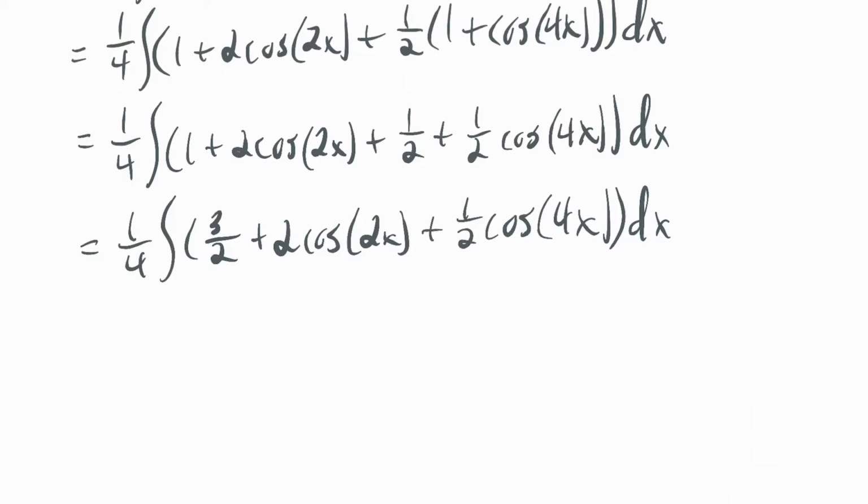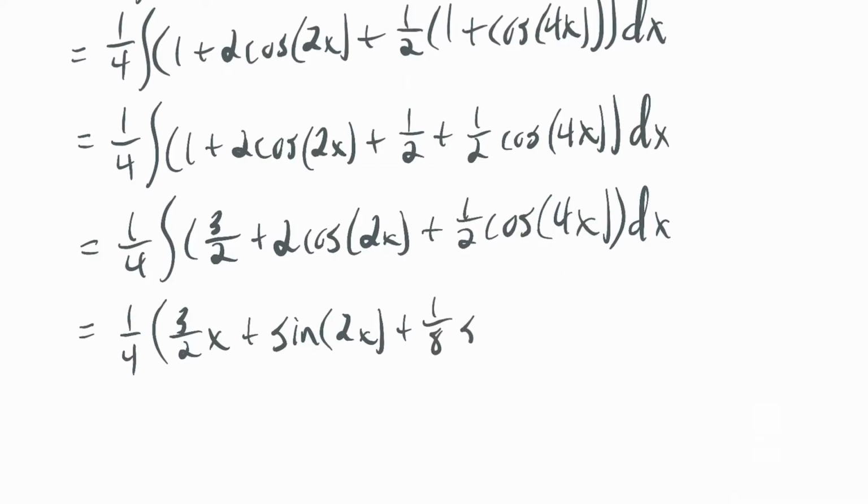All right, so now everything is broken down into the easiest possible antiderivatives. I'm just using the antiderivative of a composite function where the inside function is kx. I'm borrowing a 2 or a 4, respectively. Or in other words, borrowing a 1/2 and a 1/4. So this is 1/4 times 3/2 x plus, well, I don't need to borrow 2, I already have it. So this is just sine of 2x. Plus, I need to borrow, because this 4, I'm going to have 1/8 sine of 4x plus c.